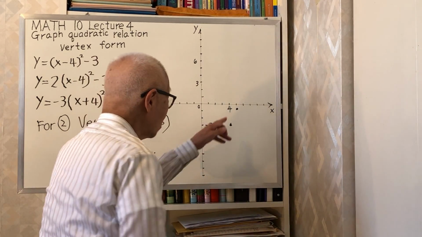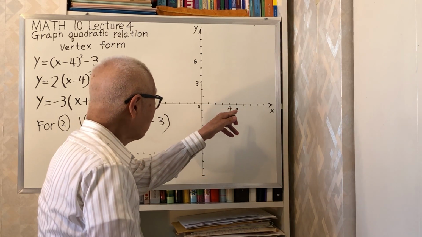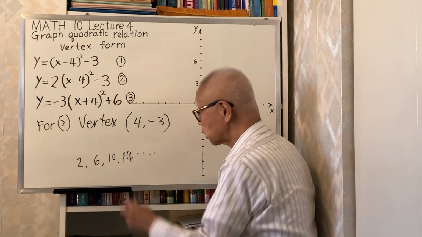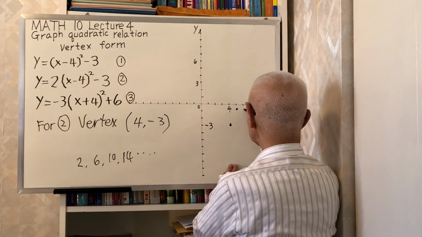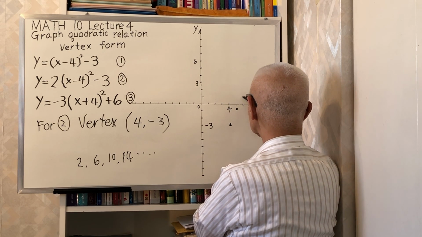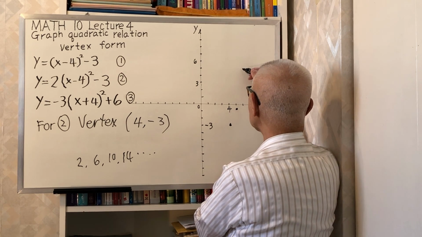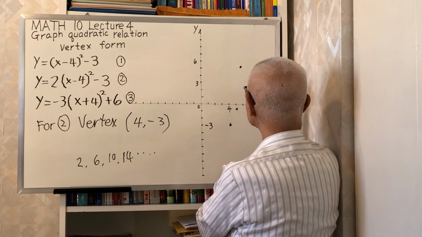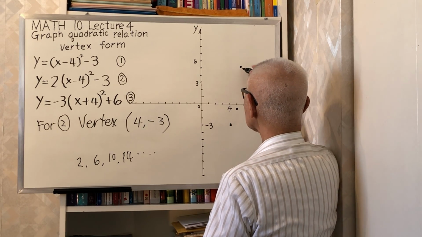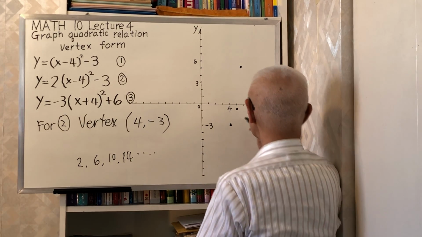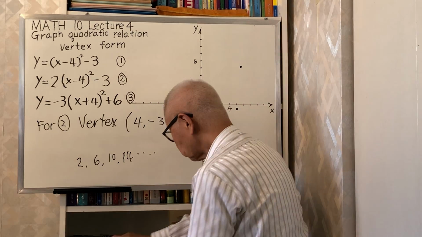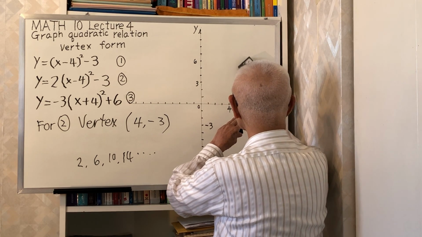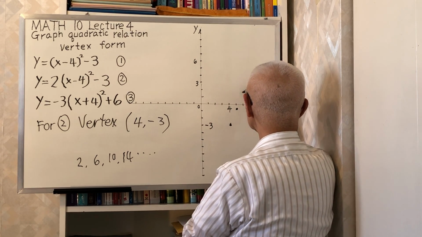And then 1 step to the right. How far do I go up? I go up by 6 units. So 1 step here, go up by 6. 1, 2, 3, 4, 5, 6. It's here now. That's right. I am a little to this side. Maybe I should move this a little bit to here.